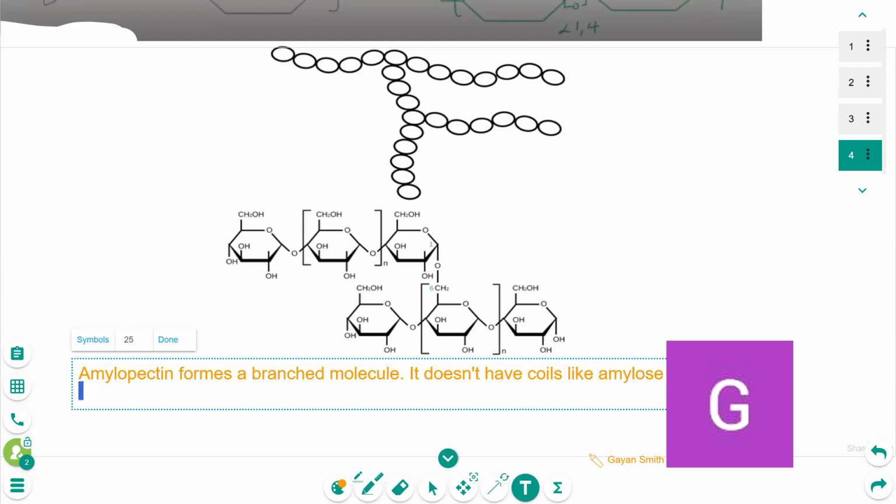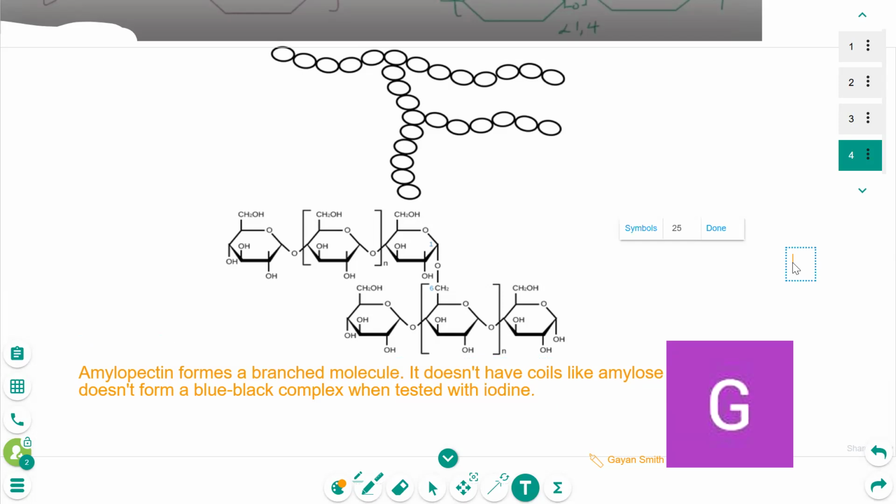And thus it doesn't form a blue-black complex when tested with starch. So if you actually were to get pure amylopectin and you were to add the solution, the iodine dissolved in potassium iodide, you actually wouldn't get a blue-black color if there was only amylopectin there. But if the mixture has both of them there, then you will get the blue-black.